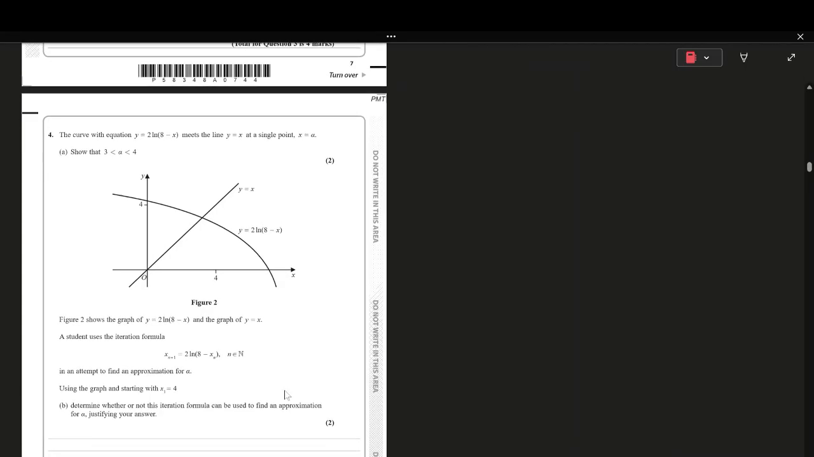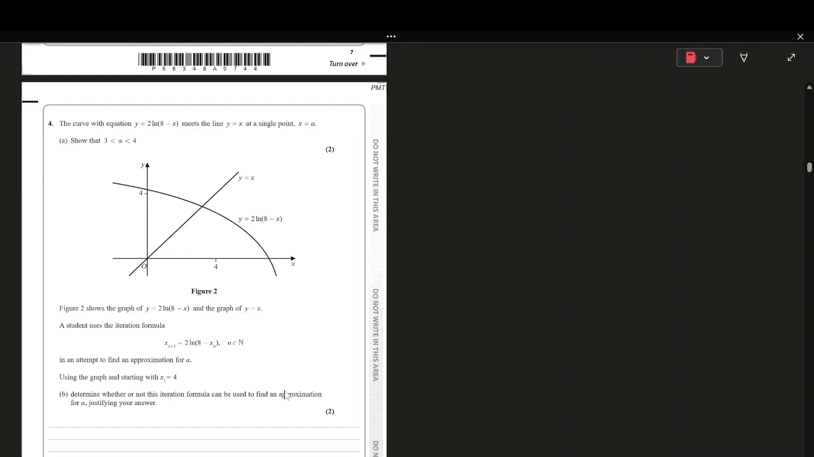Okay, so for question 4, there's two curves, y equals x and y is equal to 2 ln(8 − x). For part A, we need to show that x equals alpha, and that alpha is between 3 and 4. So when we do that, we first make the two lines equal each other. Since they're both y, we have x is equal to 2 ln(8 − x).